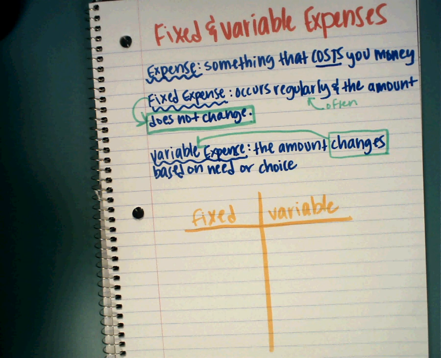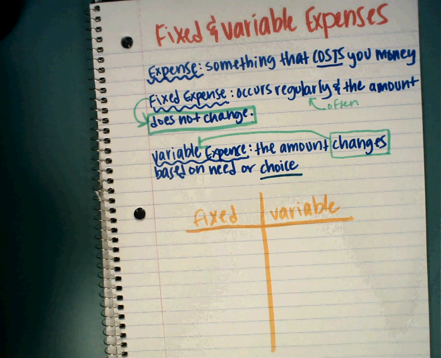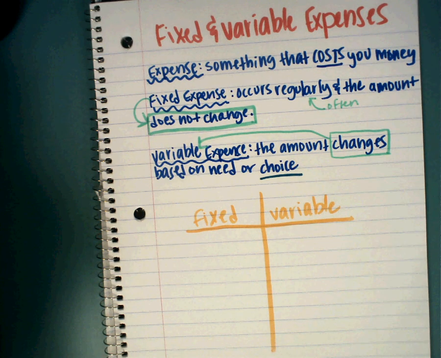Whereas like my grocery bills are going to be different because it's not going to be the same each time. Unless I buy the same exact things every single time, then it can be fixed. But if I'm buying different things based on my choice, right? That's that key word here. Choice is important. Choice is important because I could choose to buy different groceries. I could choose to buy more expensive groceries. I could choose to buy brand name or generic groceries. It all depends on my choice, right?